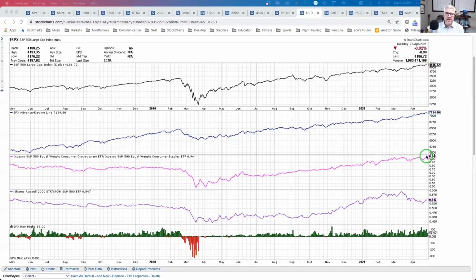This is the equal weighted consumer discretionary versus equal weighted consumer staples. Now, a lot of people, including me, look at the cap weighted version of this. You look at the XLY divided by the XLP. The XLY is the consumer discretionary ETF. The XLP is the consumer staples ETF. Now, that's not a bad thing.